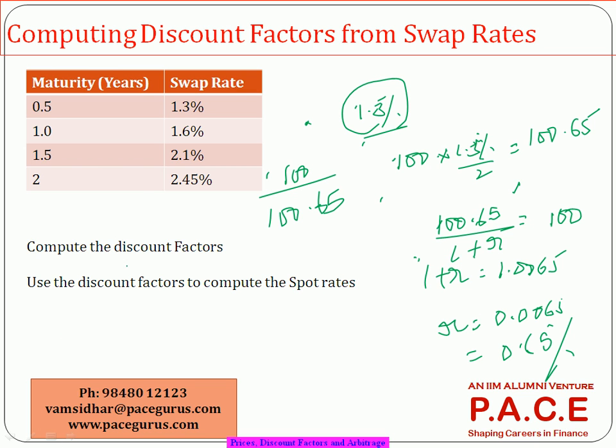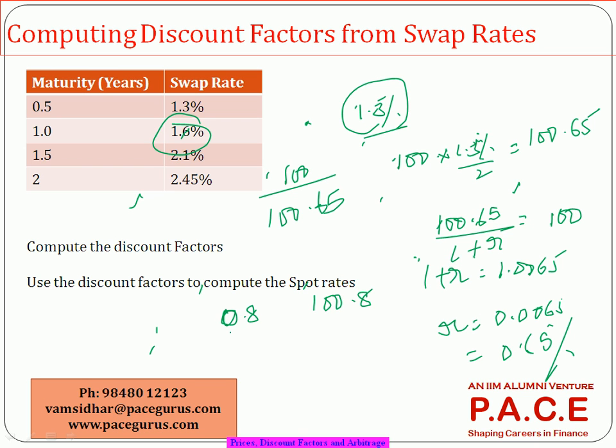Now, the same logic, if I say, okay, 1 year swap rate is 1.6%. What does that mean? After 6 months, I will get 0.8, assuming it's a half yearly payment. After 6 months, I will get 0.8. 1.6% is for 1 year. So 0.8% is for 6 months. 0.8% on 100, which is 0.8, I am going to get after 6 months. And probably 100.8 is what I will get after 1 year.